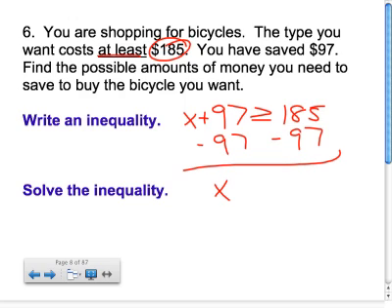Okay, and so X greater than or equal to 185 minus 97 is going to be, I believe, 88 if my mental math is correct. And so what that means is that as soon as you've saved $88 more, you can buy a bike. Now, if you want a more expensive bike, you're going to have to save more than 88, but 88 is the minimum amount of money that you need in order to buy the bike that you want.